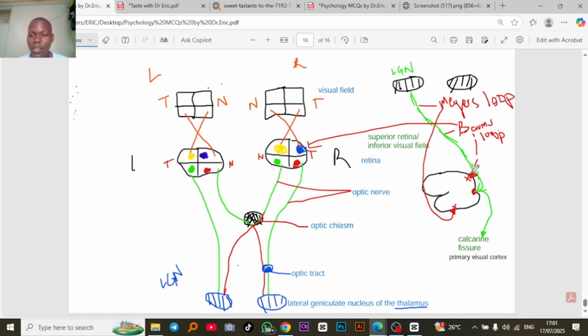We have one in the parietal lobe. So we shall have fibers moving from the primary visual cortex to the parietal lobe. Sorry, these fibers that project from the primary visual cortex to the parietal lobe are what we call the dorsal stream of fibers. So I'll draw this properly. So this is known as the dorsal stream of fibers.